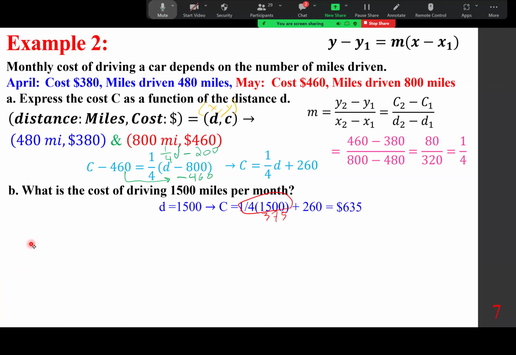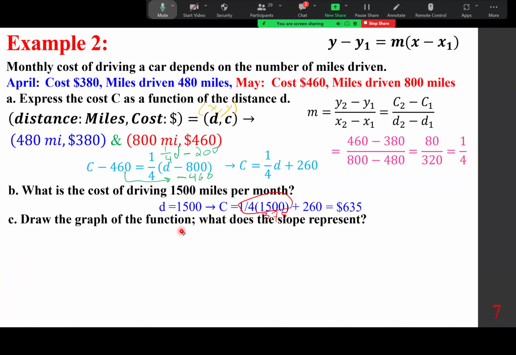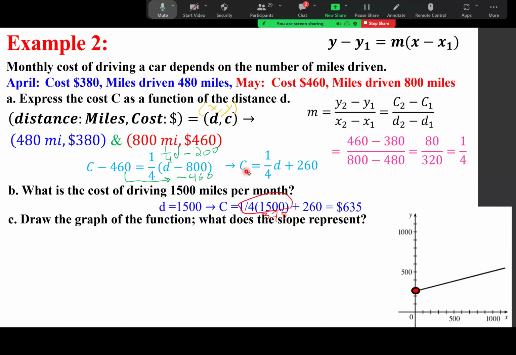And 75 plus 260. Draw the graph of the function. What does the slope represent? And all we have to do is use those two pairs. We can use 0, 260 as the c-intercept. And so this is just those two pairs that we have.